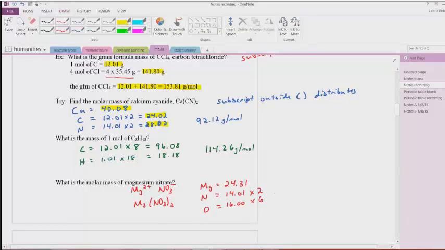And we have 6 of them because the 2 outside the parentheses times the 3 inside the parentheses. So we're adding up the magnesium, the nitrogen, and the oxygen. And we get 148.33 grams per mole.